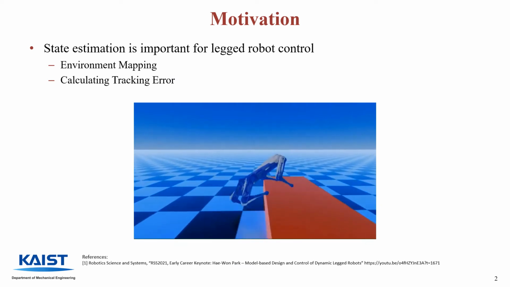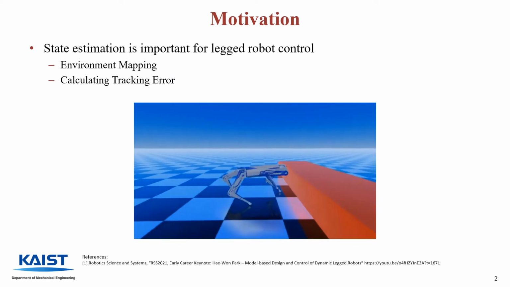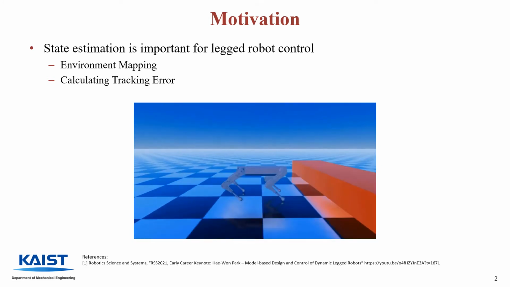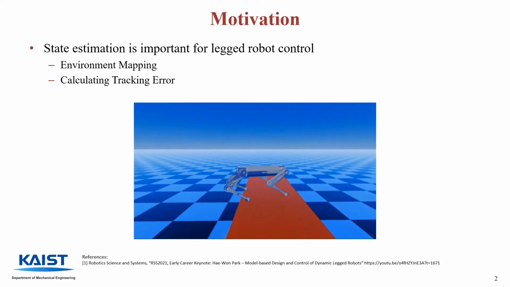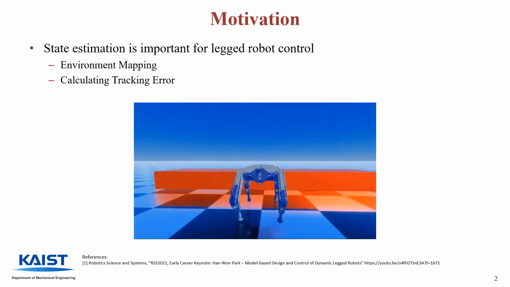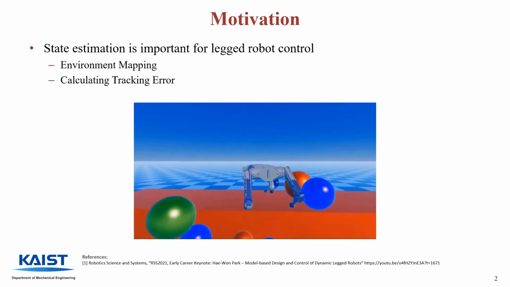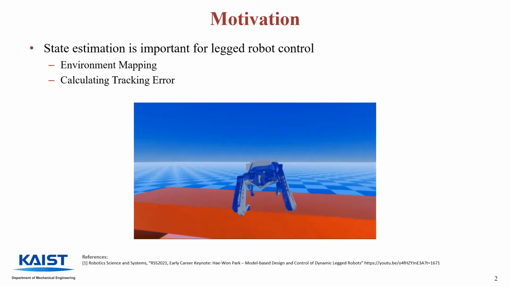State estimation of leg robots takes an important role in leg robot control. For example, if you want to make the robot go on a high obstacle, you need an environment map and also need to calculate a tracking error to compensate the robot to follow a desired trajectory. Both tasks need an accurate state of the robot, which makes state estimation one of the key elements.